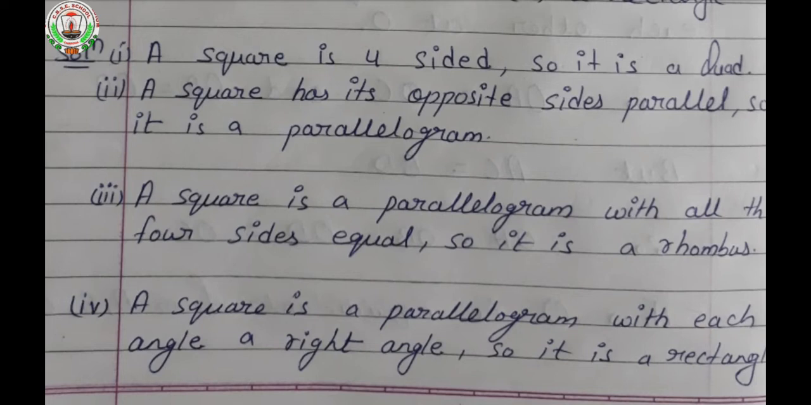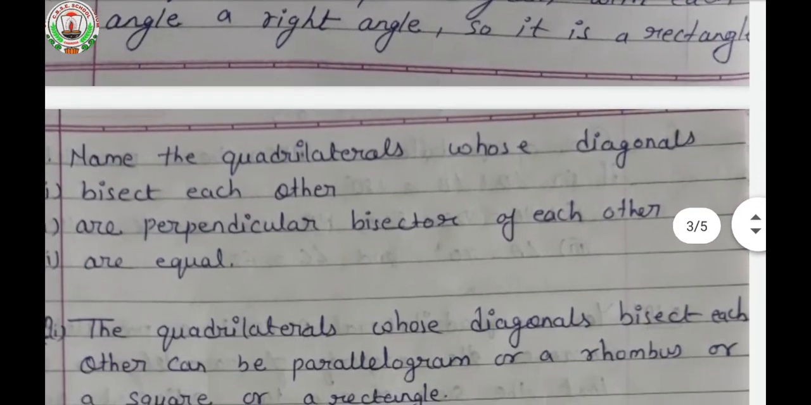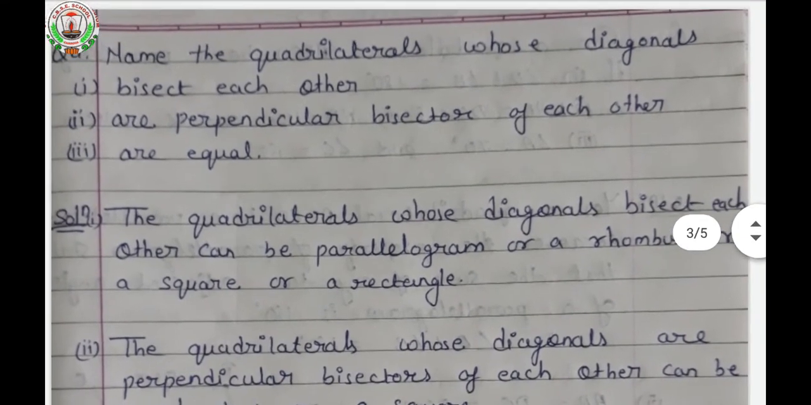Now the last: a square is a parallelogram with each angle a right angle, so it is a rectangle. Why is a square a rectangle? Because all four angles of a square are right angles, so it is a rectangle. So have you understood? You just have to know the classification and its properties, then only you will be able to solve this exercise. So it is very important to know the properties.